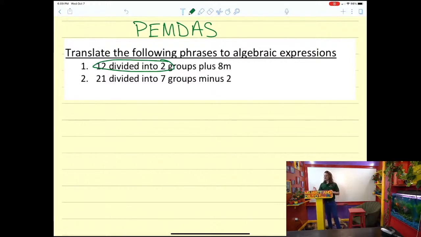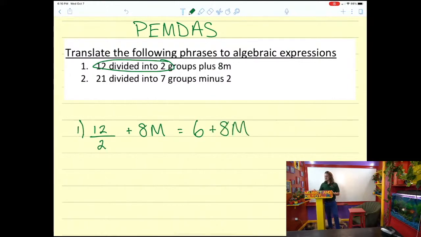So here, the plus 8m is on the outside of this whole thing because you're doing the 12 divided into two groups first. So if we have 12 divided into two groups, that's going to be 12, put a parentheses here, 12 divided by 2 plus 8m. Now 12 divided by 2 is 6. You cannot add 6 and 8m.